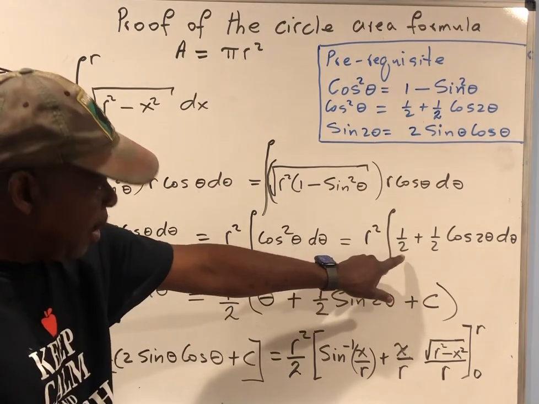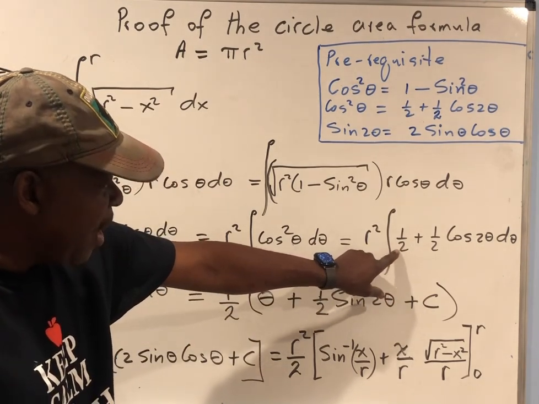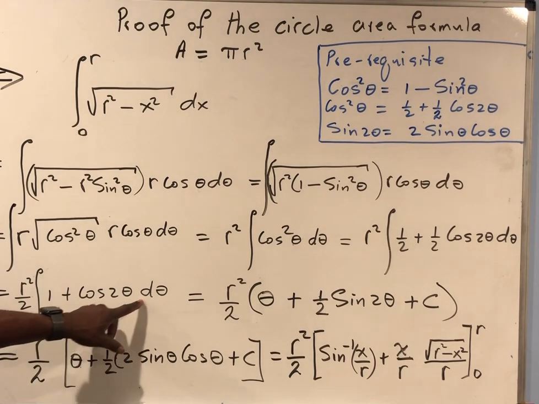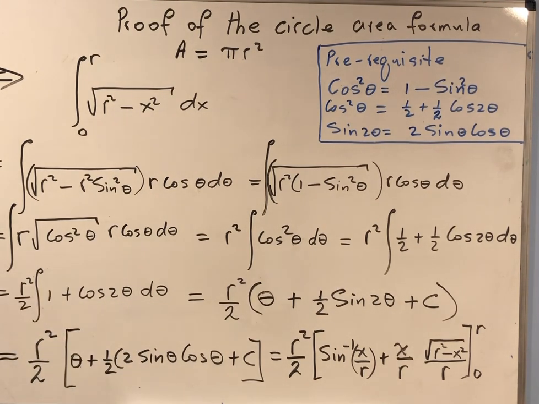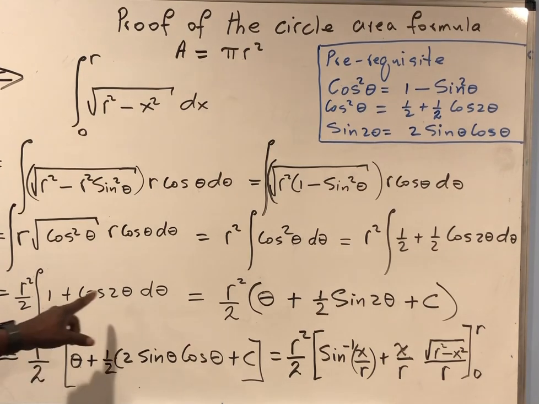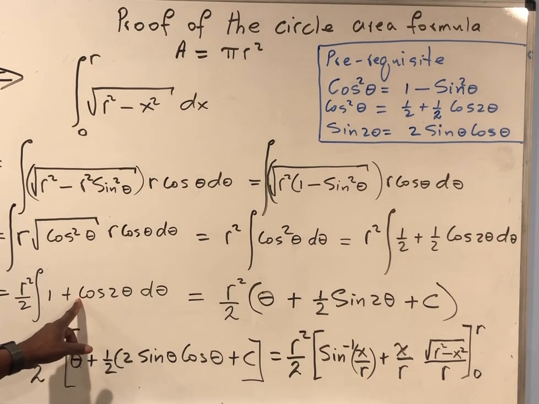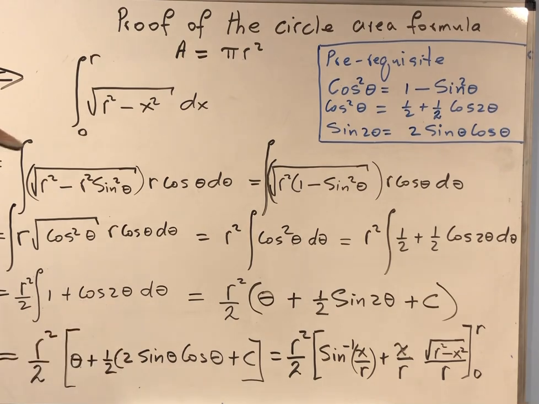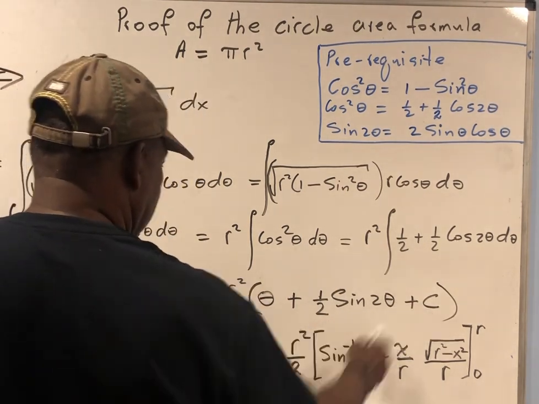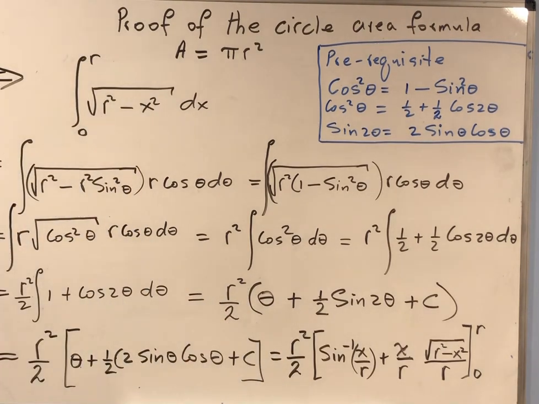Again, we move the 1/2 through the integral on the outside, and we can do that since it's a constant, to end up with 1 plus cos 2 theta d theta inside our integral. And then integrating here with respect to theta, that will be theta, and this will be 1/2 sine 2 theta plus the constant of integration there.